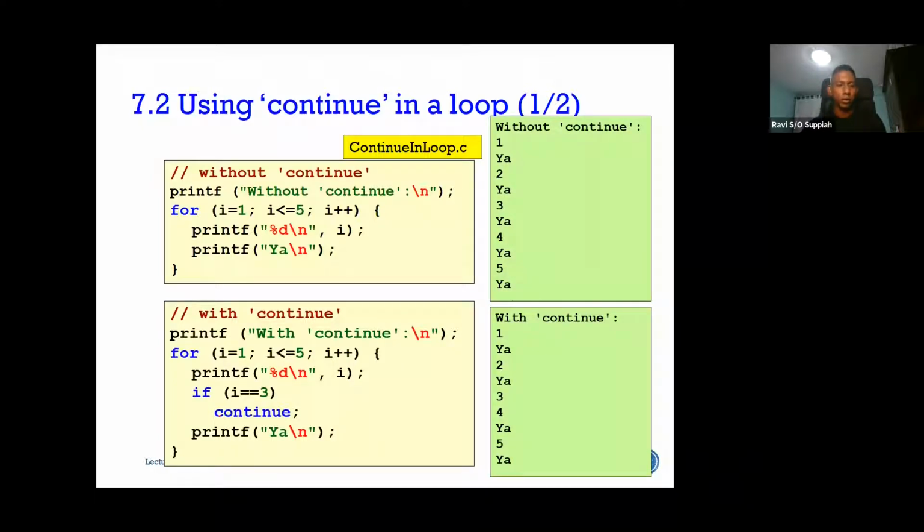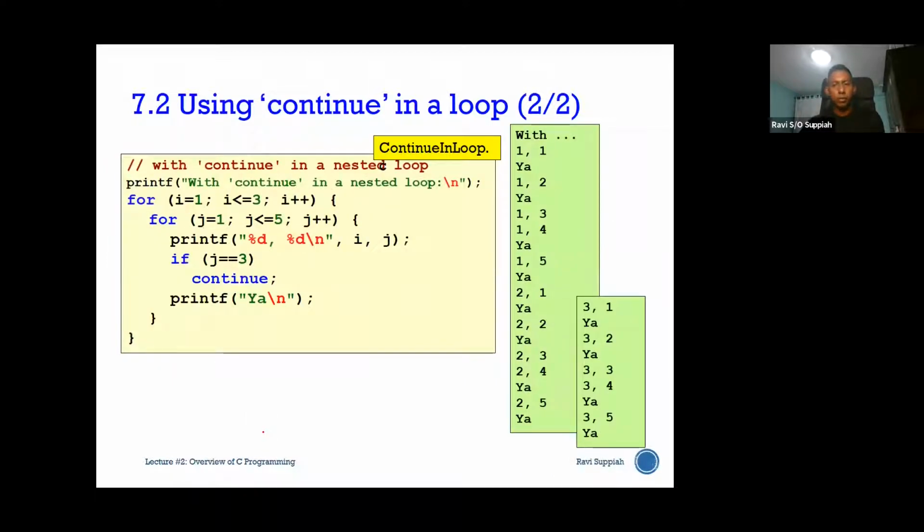When I say continue, whatever is after this continue line, I will skip. I will skip the rest of the code within the for loop, and I will go back and continue with the next iteration of the loop. If instead of continue I put a break, I will skip everything, go to the end of the for loop, and carry on after the for loop. So that is the difference between break and continue.